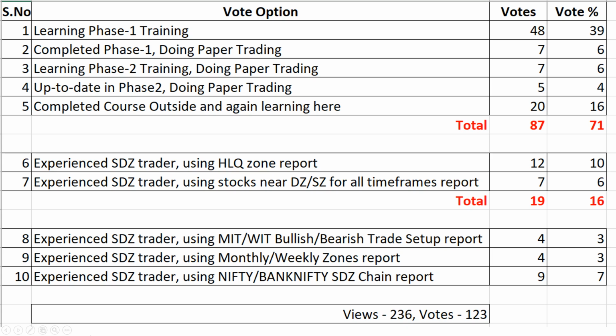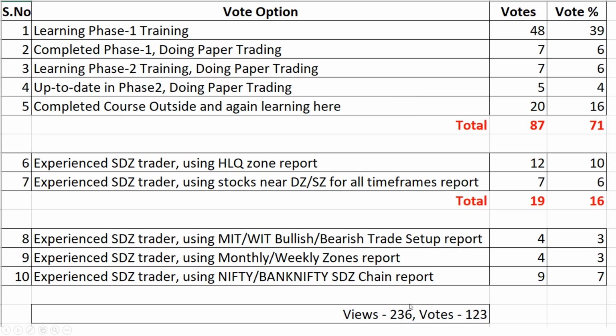I have also subgrouped the options, because I provided 10 options for you to vote on, and I have grouped them. A few are related to training, a few are related to stocks near high liquidity zones and near all the time frames, and the remaining are related to bullish and bearish trade setups for swing traders, the monthly and weekly zones reports, and also Nifty and Bank Nifty traders.